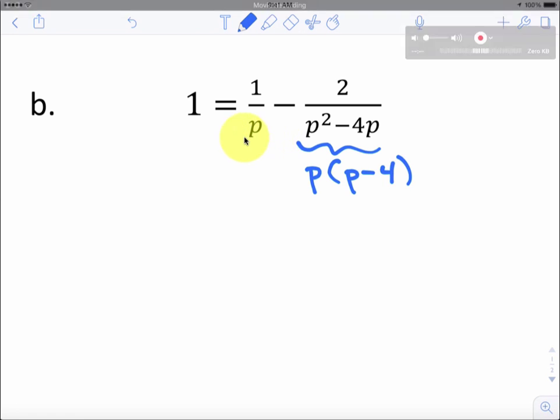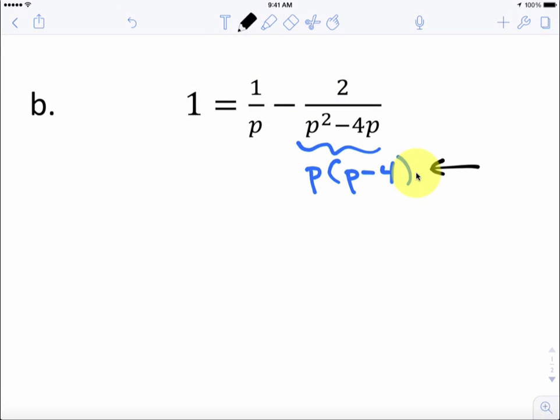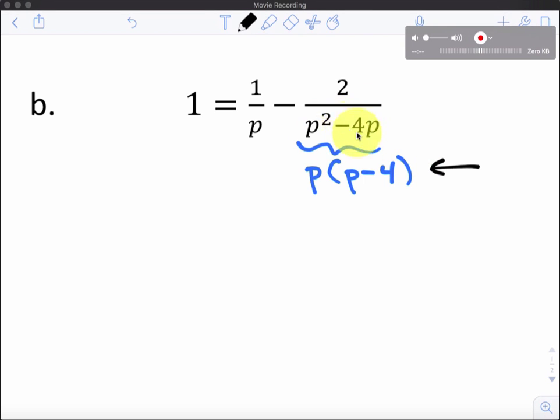And I hope now that looking at these three denominators, a denominator of 1, a denominator of p, and a denominator of p times p minus 4, we can recognize that this right here is our least common denominator, or the least common multiple, p times p minus 4. So I would always factor your denominator if you can. So let's go ahead and do it.